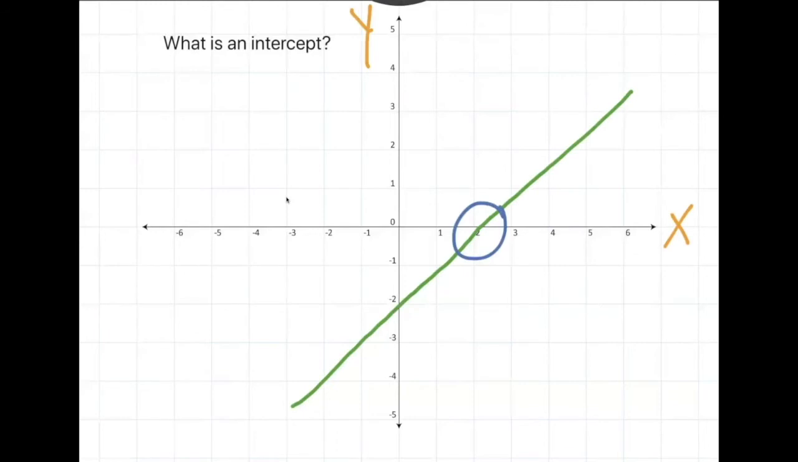The y-intercept is where it crosses the y-axis. So in this case, it is about -2. Actually, it's exactly -2. Okay? So don't complicate that. Just know that it's wherever it crosses the x and the y-axis.